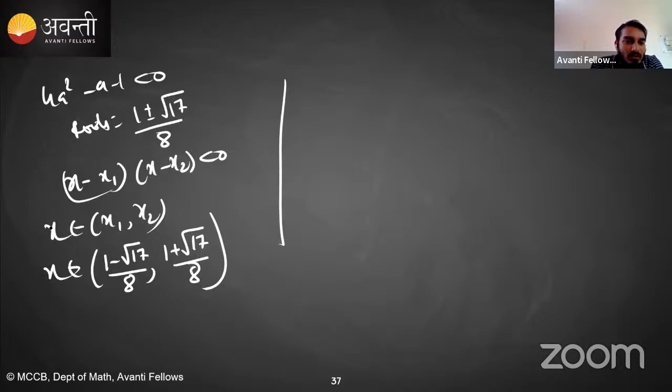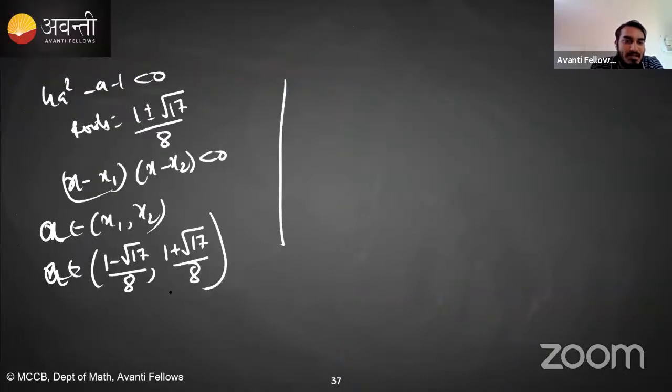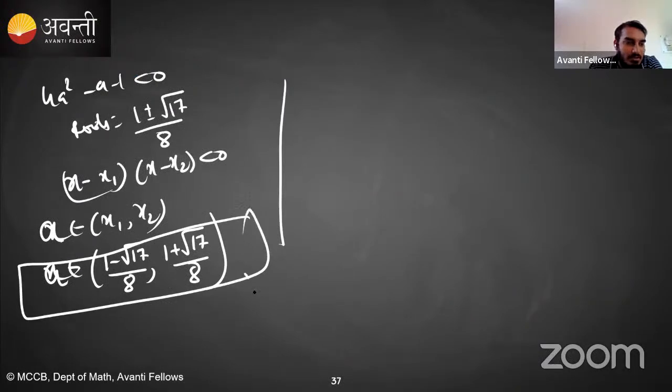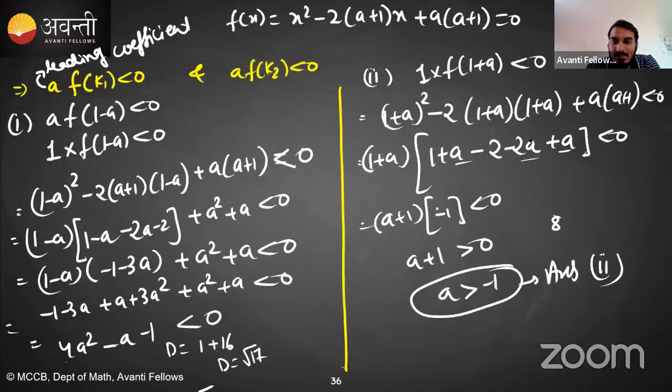Right? This is nothing but your a. So now second is saying that a should be greater than minus 1. a should be greater than minus 1. Right? So this is your answer 1. So what is this? 1 minus root 17 by 8 and 1 plus root 17 by 8. And this one is saying that a should be greater than minus 1.